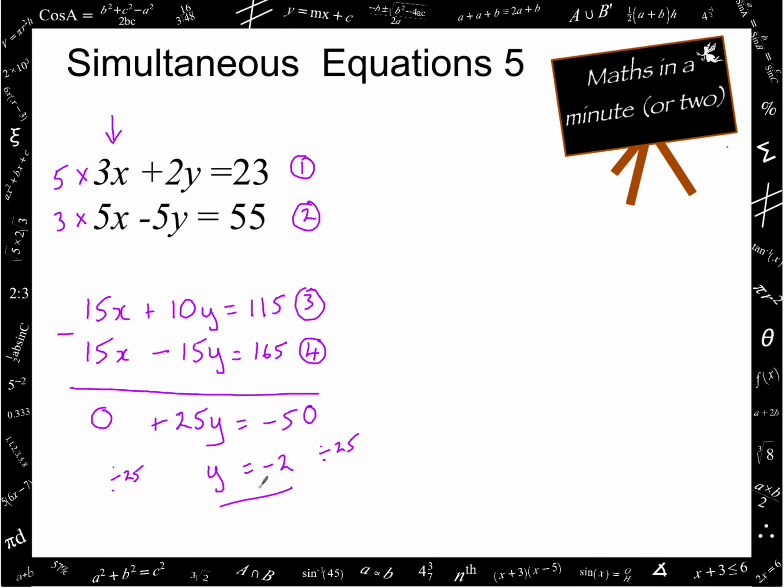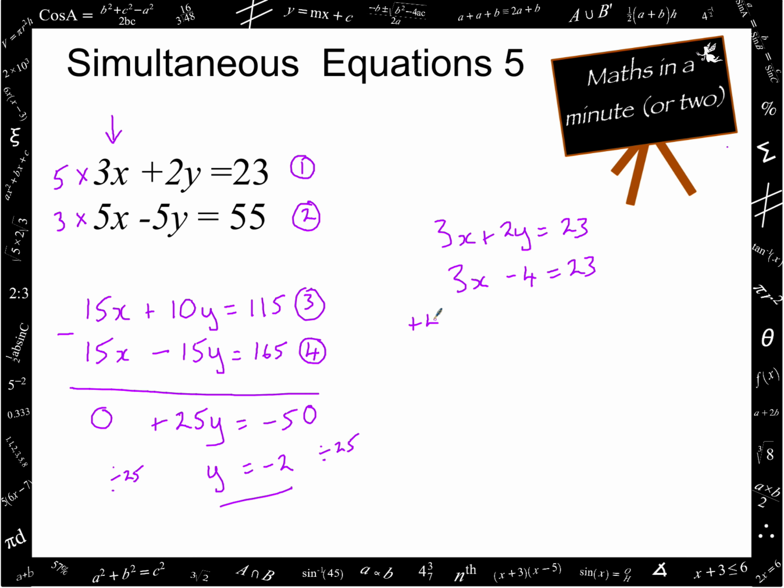So that's my solution for y. I'm now going to replace it back into one of the equations. It could be any of the 4. I'm going to go with equation 1. So 3x plus 2y equals 23. So if I now replace the y with a minus 2, I've got 3x, 2 lots of minus 2 and minus 4 equals 23.